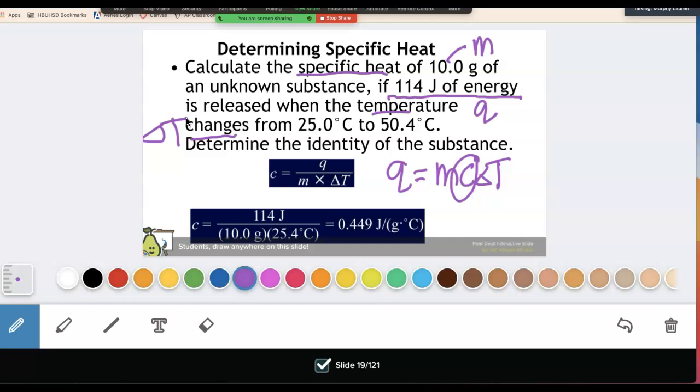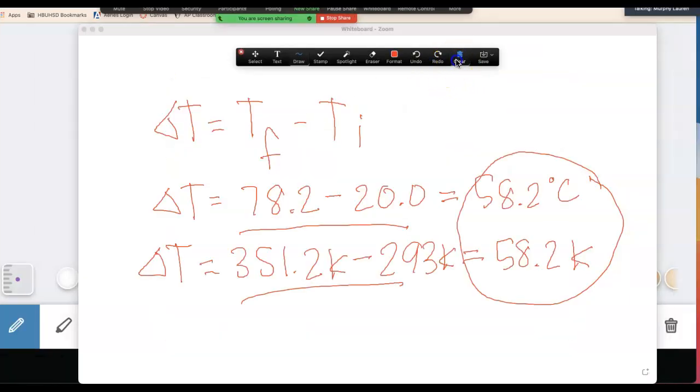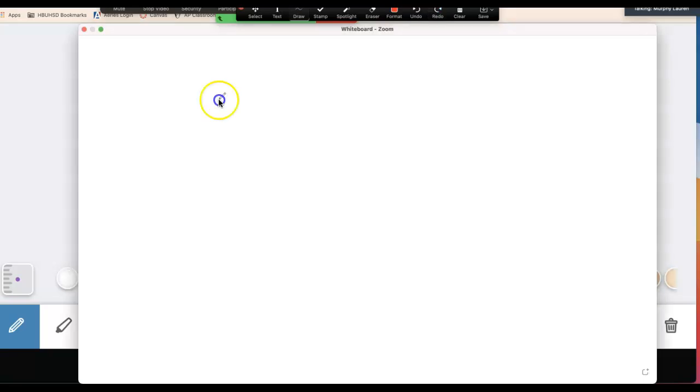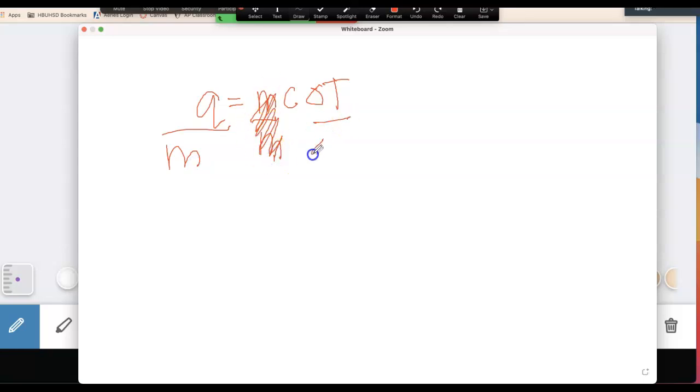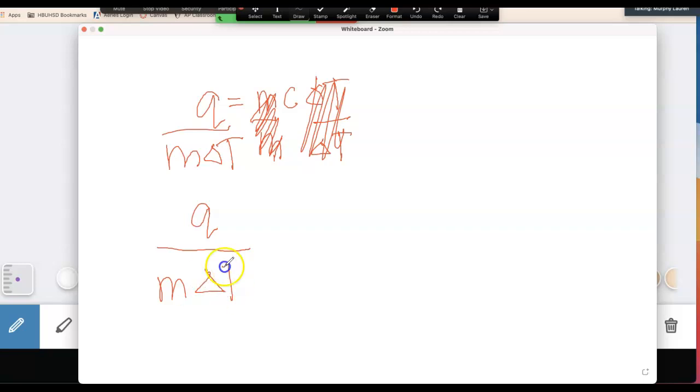So we're going to calculate specific heat. Here's what you have to do. You need to rearrange. So Q equals MC delta T. I need to get C by itself, so I'm going to divide both sides by M, and I'm going to divide both sides by delta T. So I'm going to put delta T down here also. So it's Q divided by M delta T equals C.